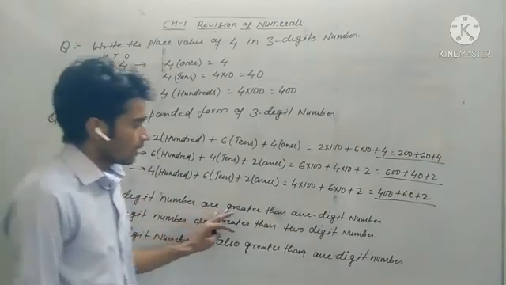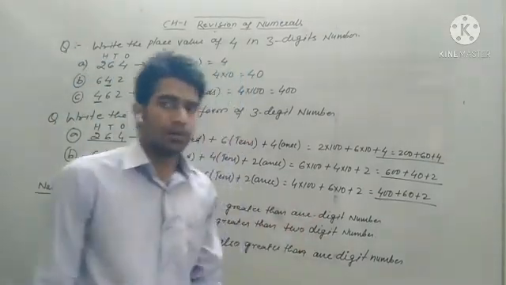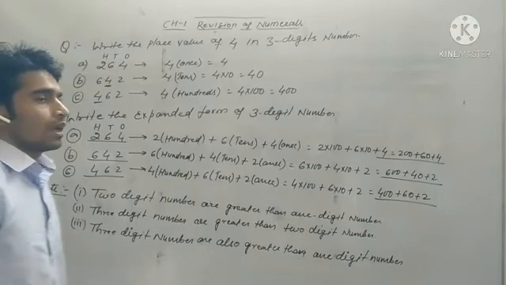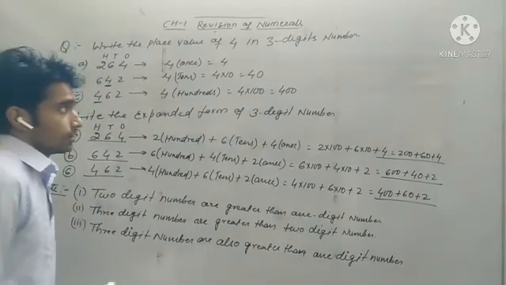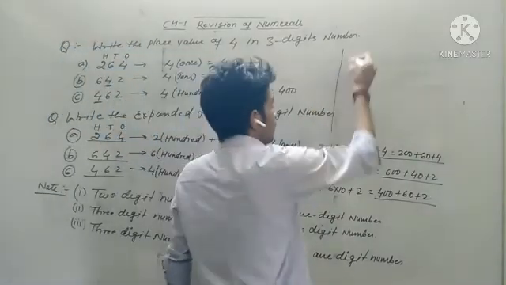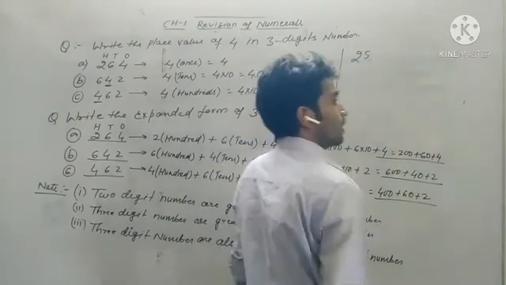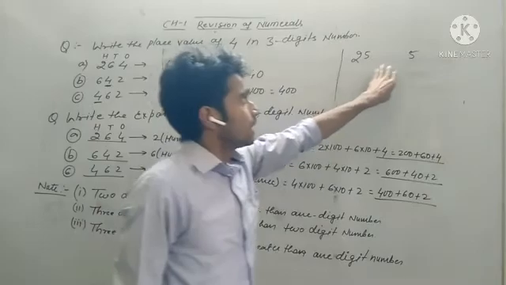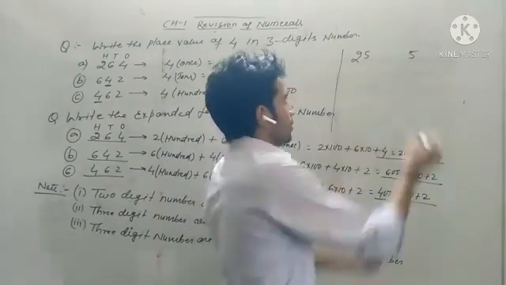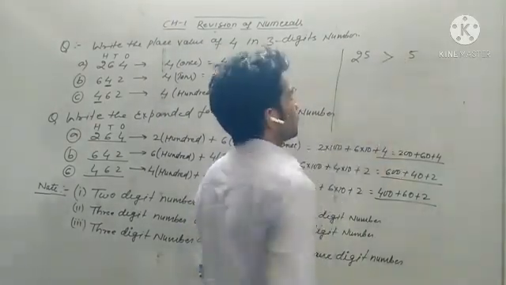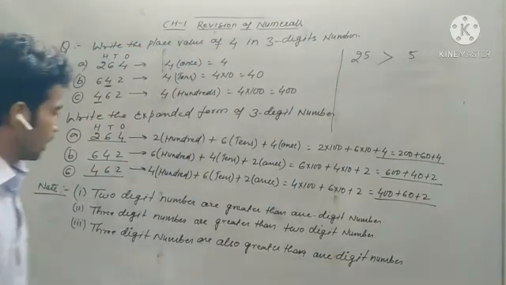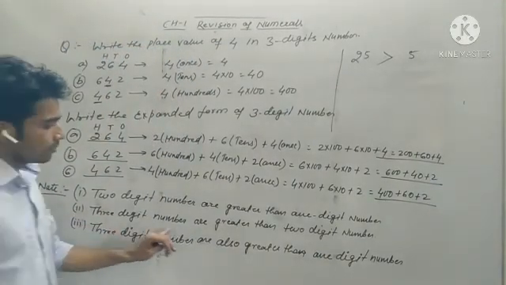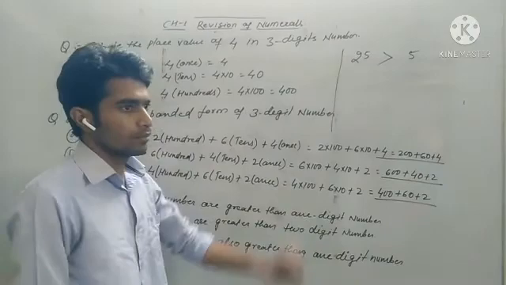And write down some note points. 2-digit numbers are greater than 1-digit numbers. So check here: 25 is a 2-digit number and 5 is a 1-digit number. So a 2-digit number is greater than a 1-digit number. So 25 is greater than 5. Is it clear?